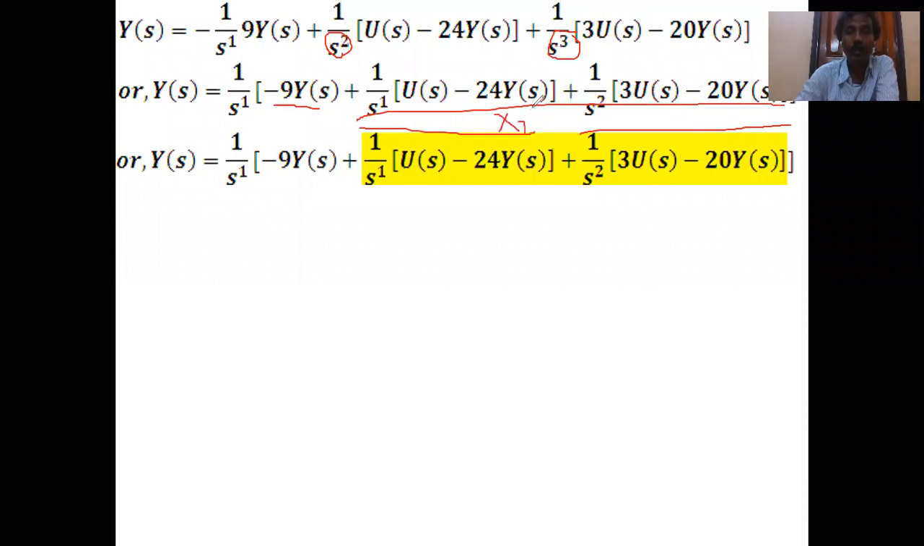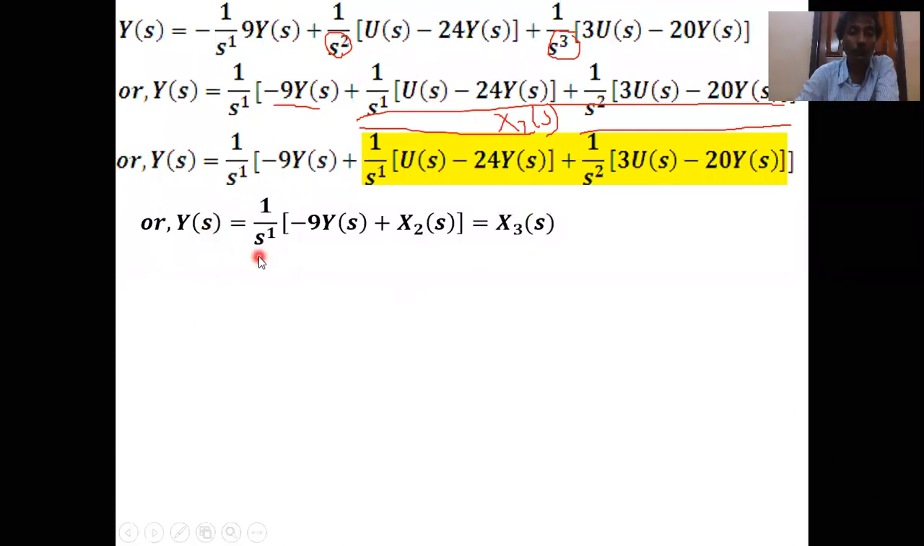x2(s). This is the x2(s). So write down Y(s) equals 1/s times (minus 9Y(s) plus x2(s)). This is equivalent to x3(s). So x3(s) equals what? 1/s times (minus 9Y(s) plus x2(s)).